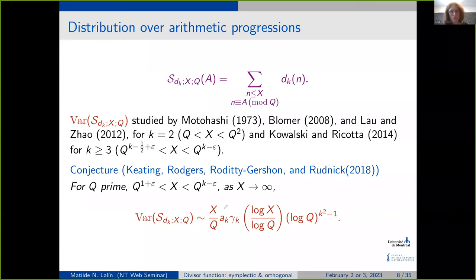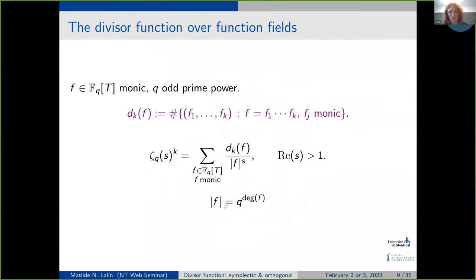And again, the gamma K is now being evaluated at log of X over log of Q. So Q is the modulus of my arithmetic progression, and we are summing up to X. Okay. Now, the question is how they come up with these conjectures. And the answer is they come up with these conjectures by studying the analogous problem over function fields.